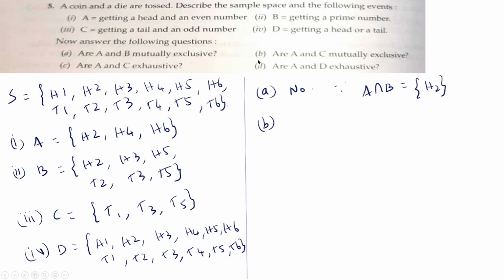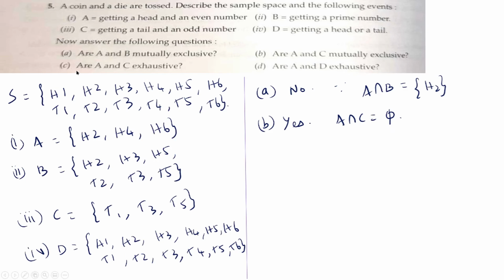And then B, are A and C mutually exclusive? They are mutually exclusive because A intersection C is equal to the null set.